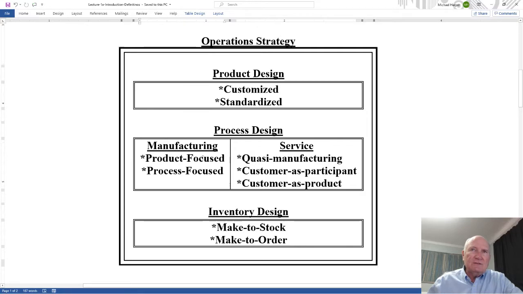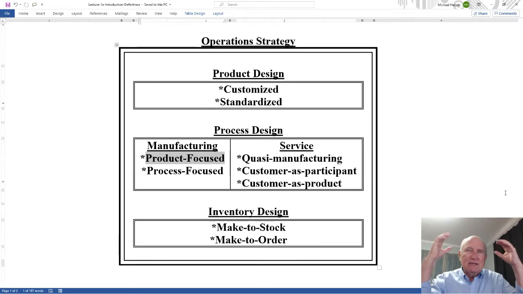Well, product focused, you got to be careful. This product focused is a manufacturing process design. It is not a product design. It's a process design, but it's product focused. So be careful with the language. Well, product focus simply says that your process, how you produce this, is focusing on the needs of the product. If the product needs this, this is what I'm doing. If the product needs this, then I'm designing my process to do just that when it's needed.